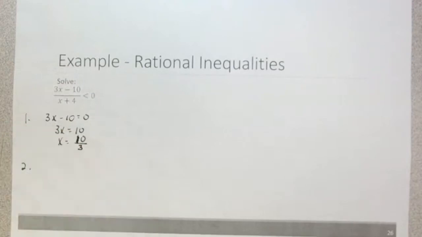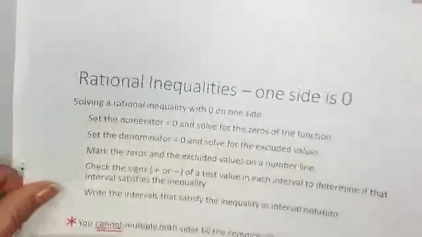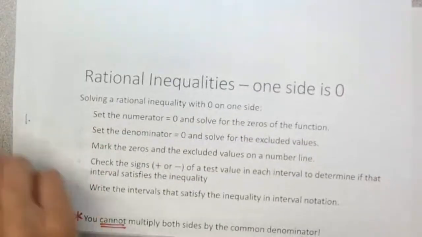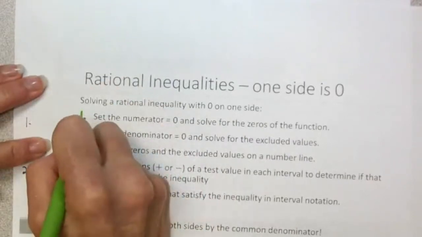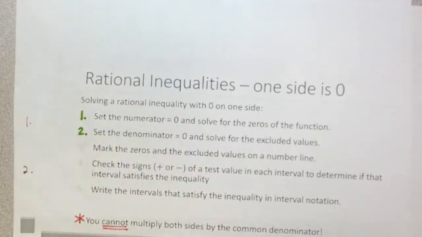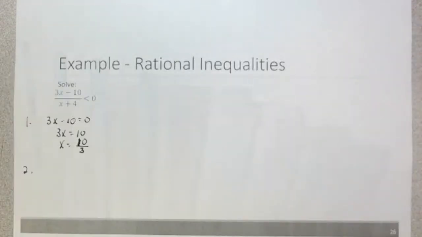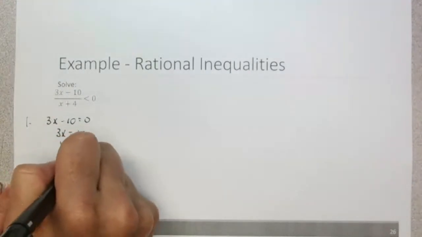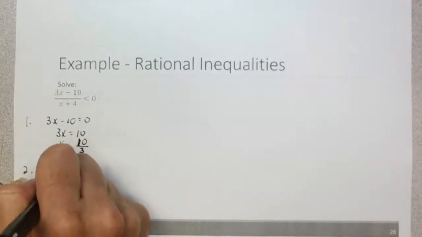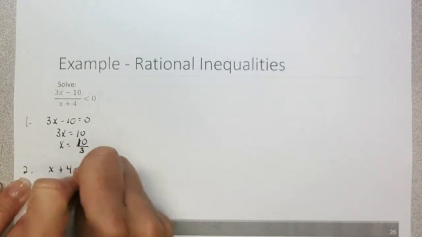Step 2 now says set the denominator equal to 0. These steps are kind of hard to see, aren't they? That's step 1. Here's step 2. Set the denominator equal to 0 and solve for any excluded values. So let's do our step 2. The denominator is x plus 4. If x plus 4 equals 0, when we subtract 4 from both sides, x is negative 4.